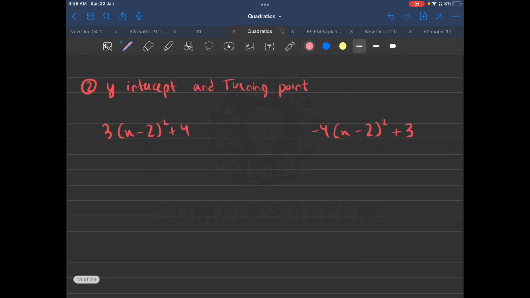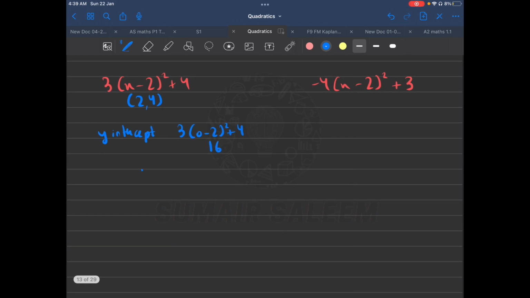Now, when you are given only the y-intercept and turning point. So what's my turning point? 2 comma 4. Let's find the y-intercept. At the y-intercept, x is 0. Let's plug in x as 0. So 3 fours is what? 12. 12 plus 4 is what? 16. So I got the y-intercept as 16.